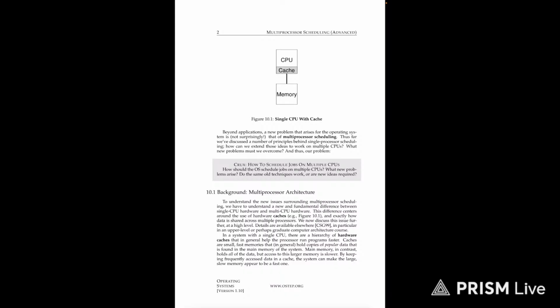So first we can understand the architecture of the multiprocessor, to understand the new issues surrounding multiprocessor scheduling. There is one crux written here: how should the OS schedule jobs on multiple CPUs? What new problems arise, and do the same old techniques work?